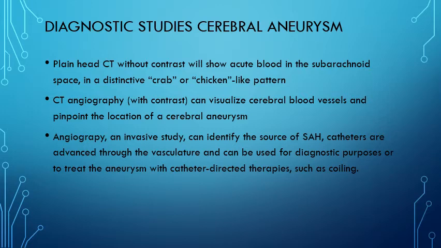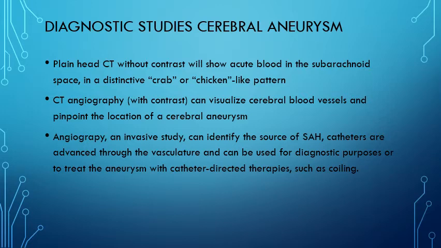The next study that's typically done if a vessel rupture is suspected is a CT angio, which is a study that's done with contrast injected into the IV, and it shows up the cerebral blood vessels and hopefully will pinpoint the location of the cerebral aneurysm. In this way, the patient can be set up for treatment.